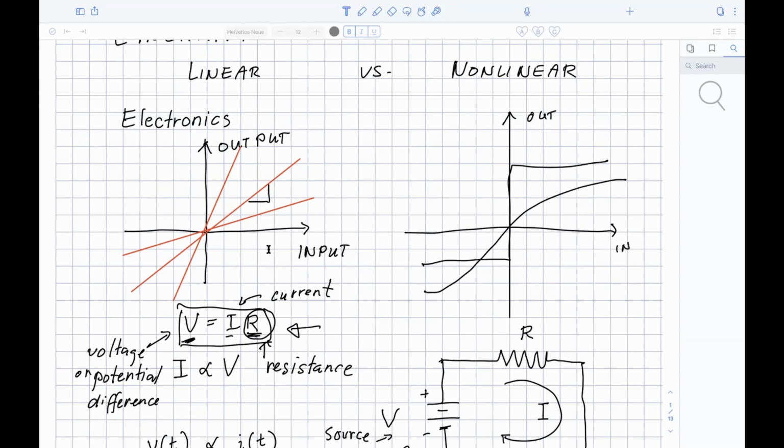Nagbabago yung resistance depende sa temperature, di ba? So may mga ganon. So the input axis could be, for example, temperature. The output could be resistance. Marami ganon. Alright? So posible ring hindi linear yung input-output curves nila iba-iba. And these are just examples of anything but a linear curve. Okay?